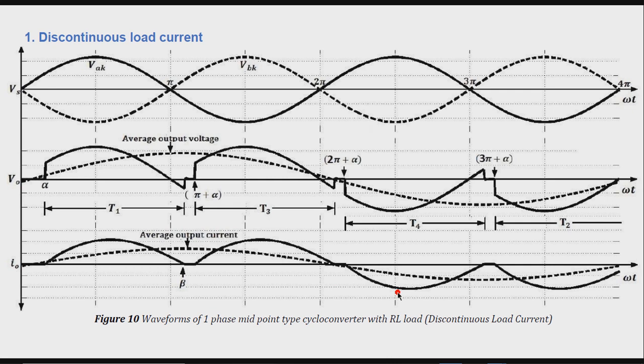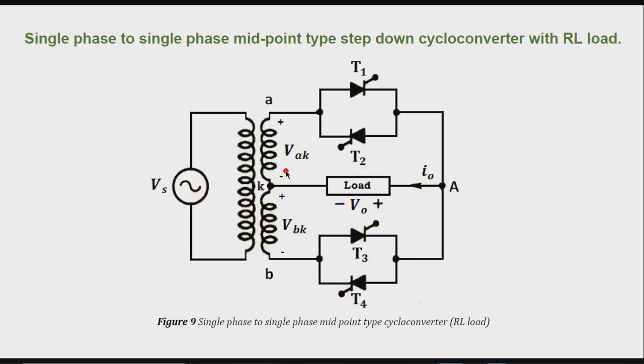After T4 is triggered, load current builds up in the negative direction as shown in this waveform and becomes 0 at 2 pi plus beta. At here, at 2 pi plus beta, load current becomes 0. Now at omega t equal to 3 pi plus alpha, B is positive with respect to A.